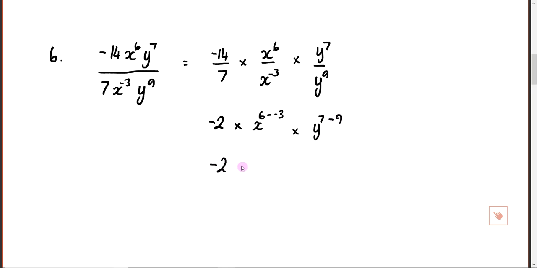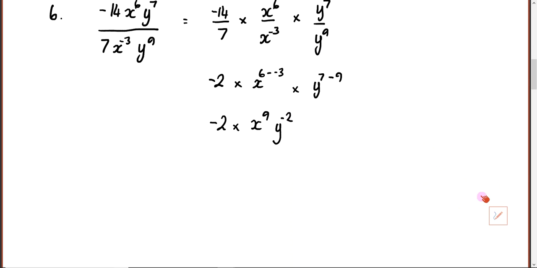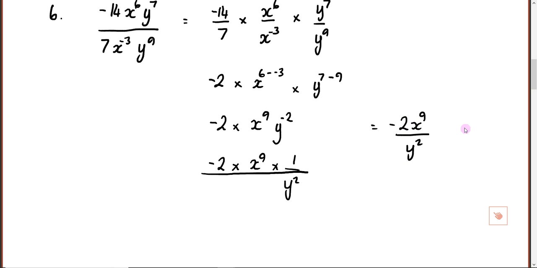So I end up with negative 2 times x to the power of 9, y to the power of negative 2. Now this is where some people made the mistake, which is applying the negative to the whole thing. But the negative power only affects the y. So it becomes negative 2 times x to the power 9 times 1 over y squared. So the line can go all the way. We actually end up with negative 2 x to the power of 9 all over y squared. Okay, step by step.